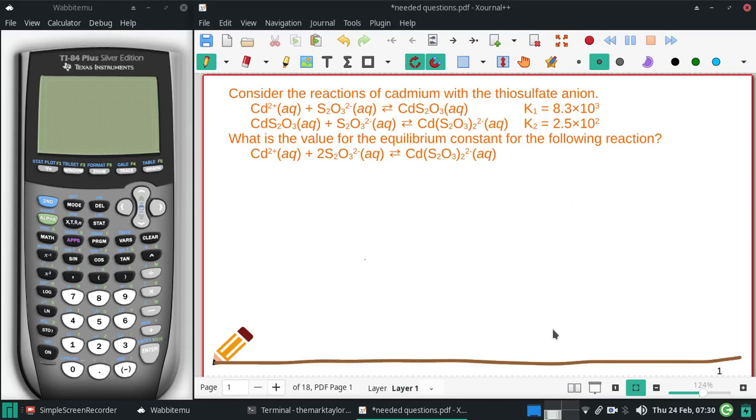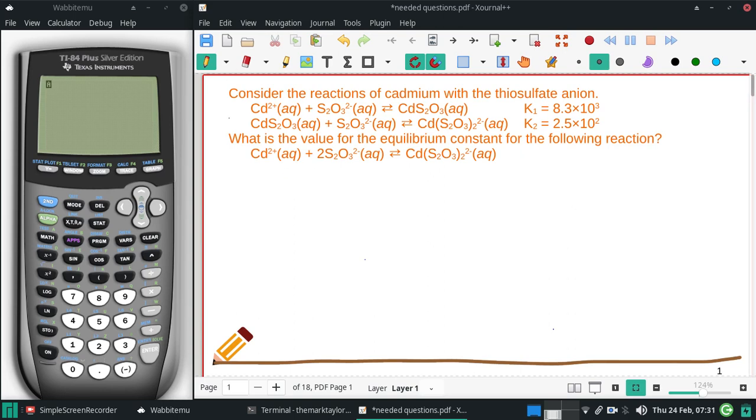Okay, considering the reaction of cadmium with thiosulfate, I give you these two equations, one with cadmium and thiosulfate making a cadmium thiosulfate complex, and then that complex essentially making another complex again. The difference is the number of thiosulfates, so we're making a complex here. The question is, what's the value of the equilibrium constant for the following reaction?